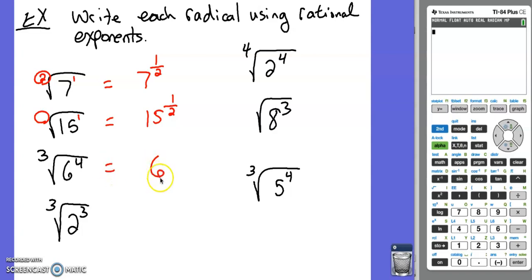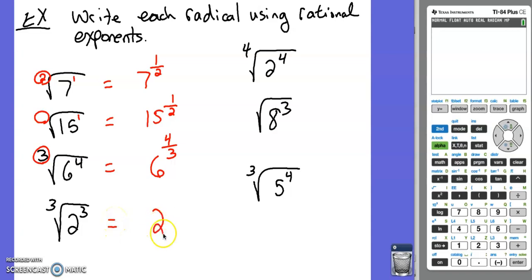This next one, the base is 6. The base doesn't change. Notice it's to the 4th power. And the root, this is a cube root, and so the root is the denominator. So 6 to the 4/3 power is the same thing as the cube root of 6 to the 4th power. Let's go look at this next one.